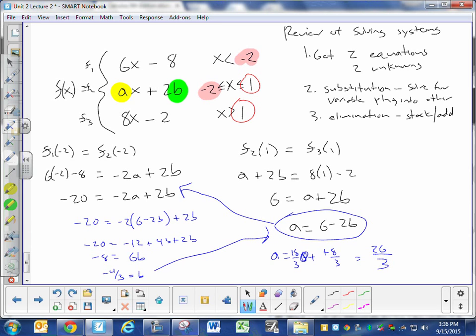That's substitution. Okay, remember that? You've done this in algebra. You've done this in algebra 2. Probably did this in pre-calc. Now, elimination. We're going to erase this. Back.